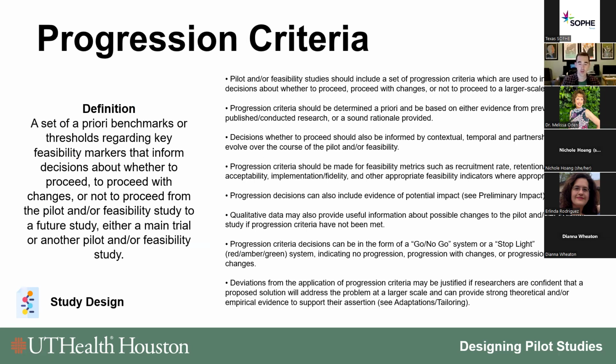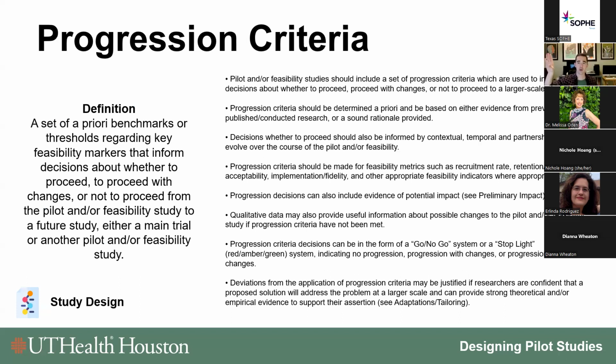And the way it works, some people call them a go, no-go system or a stoplight system where you have a red, amber, green scale. It's a way to measure, like a bellwether for your pilot study. So one of your progression criteria might be, we want to recruit at least 80% of our target sample. So if I have 100 participants eligible for my intervention, I want to be able to recruit 80 participants. And if I recruit 80 participants, it's green.